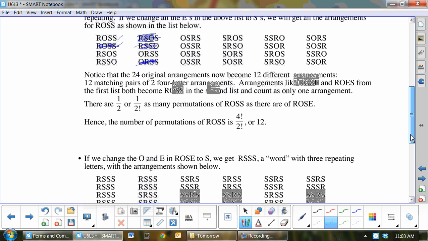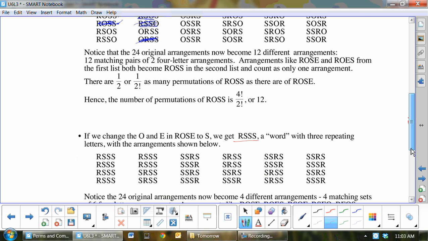Now, how about if it was changed to RSS? With no restrictions or no repeats, you would do 4 factorial, and that would be divided by 3 factorial, which gives you the answer 4.